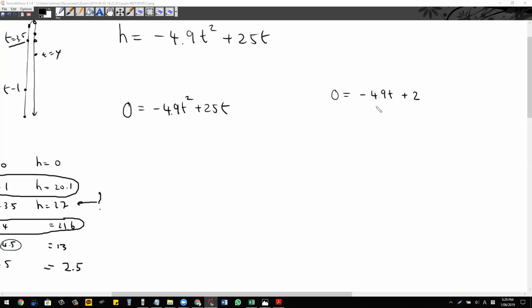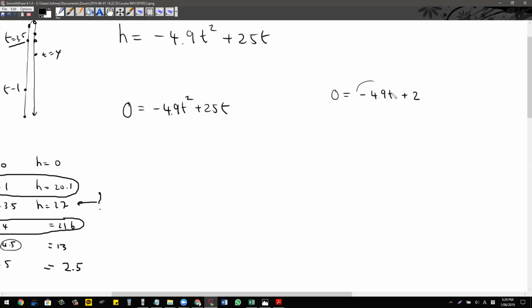Have you tried this one? Yes. So if you move this one over there, you get 4.9t equals 2, so t equals 2 over 4.9, right? Yeah. So if you have a quadratic equation, there are a number of ways of solving it, but this type here is really easy.